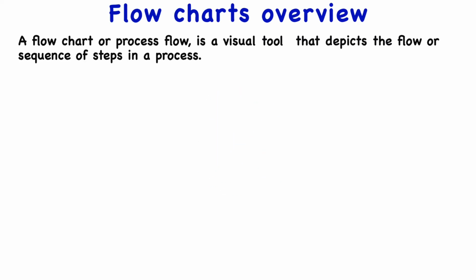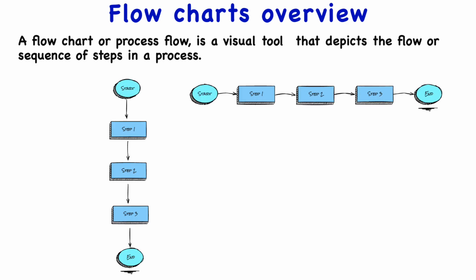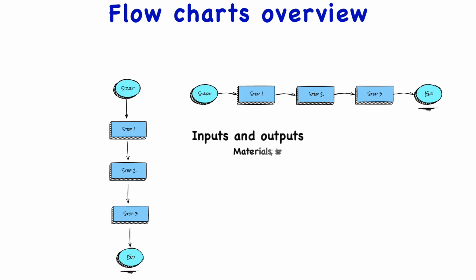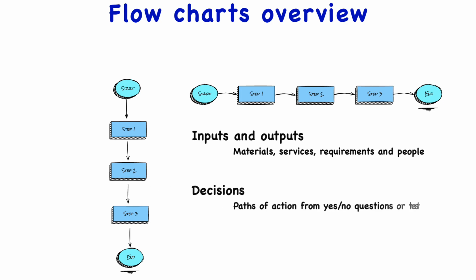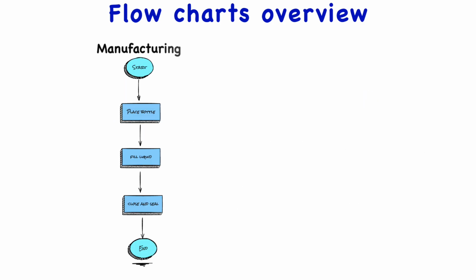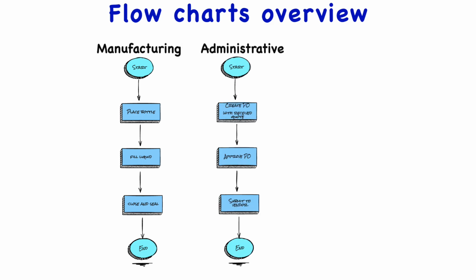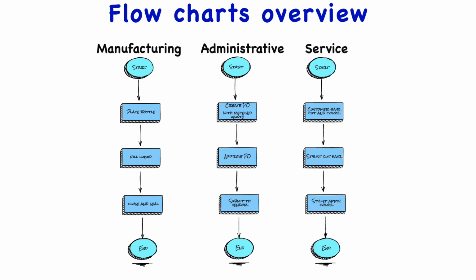A flowchart or process flowchart is a visual tool that depicts the flow or sequence of steps in a process. It can contain as much detail as the improvement team considers necessary, like the inputs and outputs of each process, such as materials, services, requirements, and people. Decisions that must be made in the process define different paths of action, like yes or no questions, testing for pass or fail criteria, and others. A process flow can be used to describe a manufacturing process, an administrative process, a service process, and so many more.